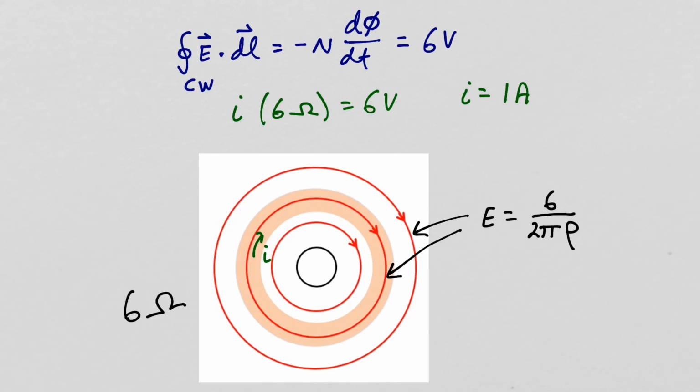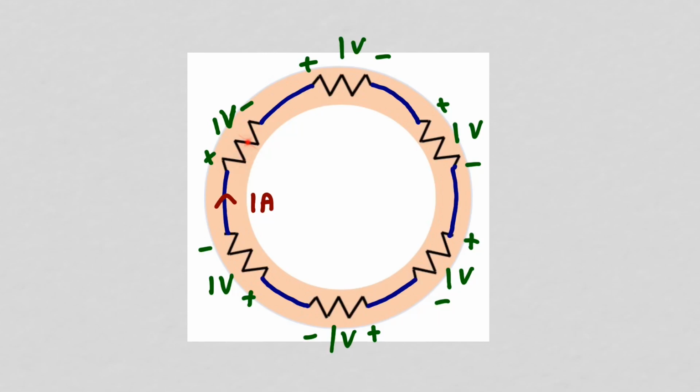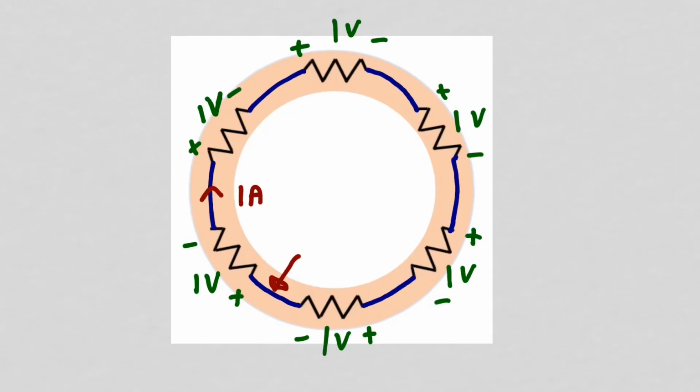Let's model our ring as a series of distributed resistors. So here is such a model where I've used 6 1-ohm resistors in a ring. So we found that we have 1 amp flowing, so the voltage drop across each one of these resistors will be 1 volt. So if we start at this point and sum the voltage drops around this closed loop here, we will obtain 6 volts.